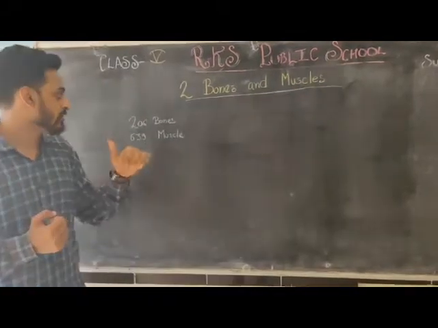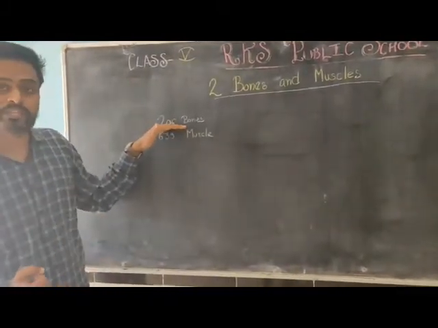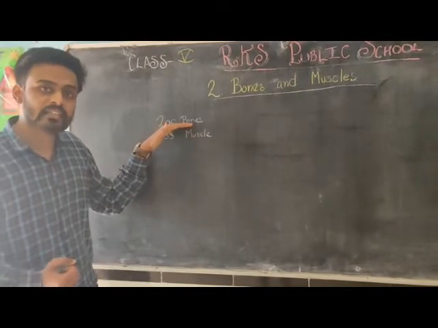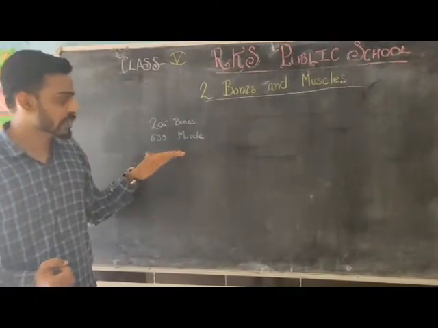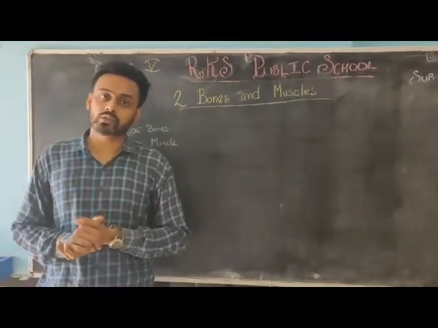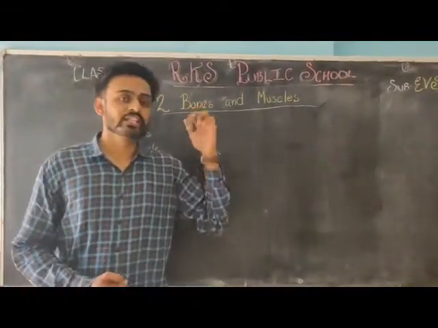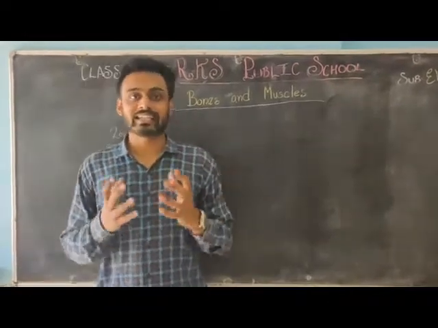So we have 206 bones in our body that make our skeletal system, and 639 muscles which are covering the bones. The arrangement of these bones is known as the skeletal system.